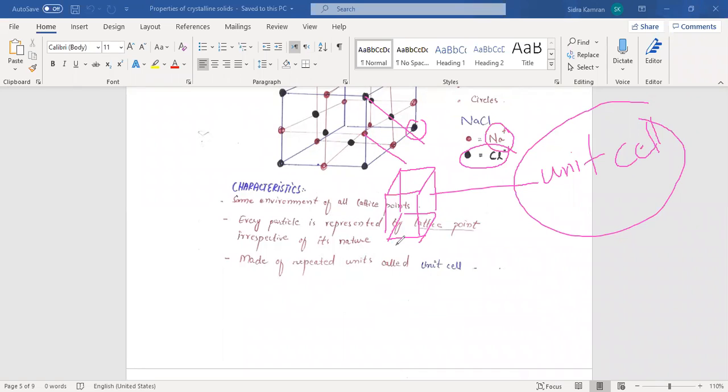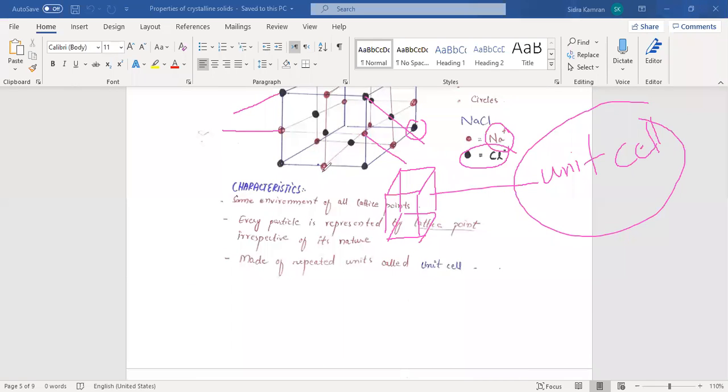Every particle is represented by a lattice point irrespective of its nature. So every particle in this crystal lattice is represented as a lattice point; what the nature of that lattice point is doesn't matter. This point could be of any atom, any ion, any molecule. You just have to say that this point is a lattice point, no matter what the nature of this point is.